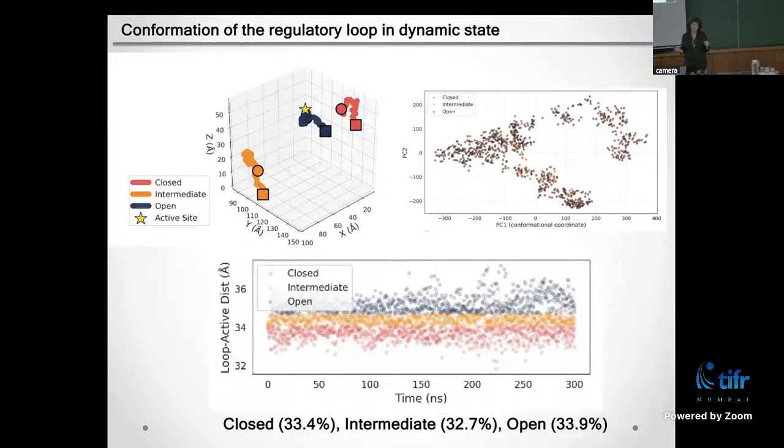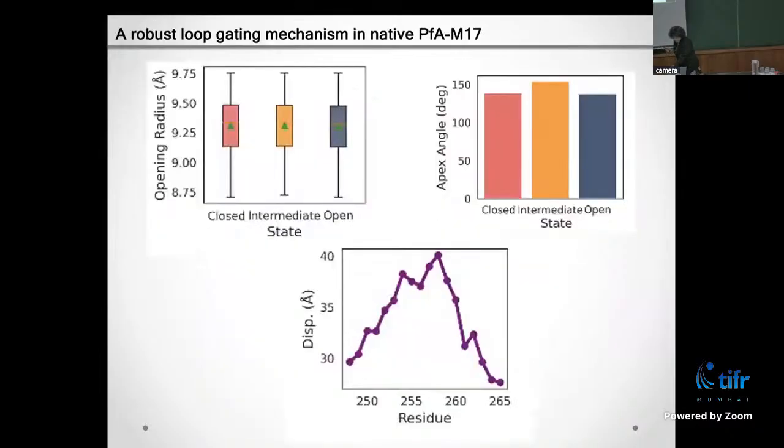So the closed one is where the loop is completely, it's the closest essentially to the active site. So we are measuring the minimum distance. If I look from that chart, it says 33. It's not too large. It's a difference of between 31 to 35. And only one small part of the loop actually moves out. So the N and C termini remain in the positions that they are, and a bit of it flips out. So you are absolutely right. It is not a huge movement, so to speak.